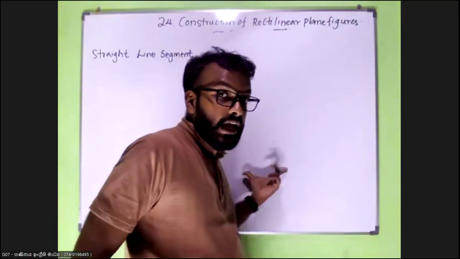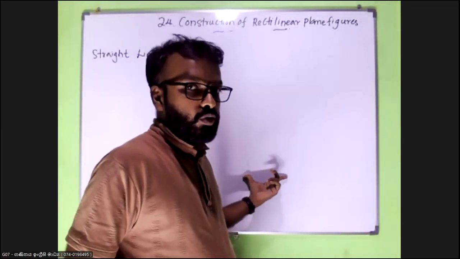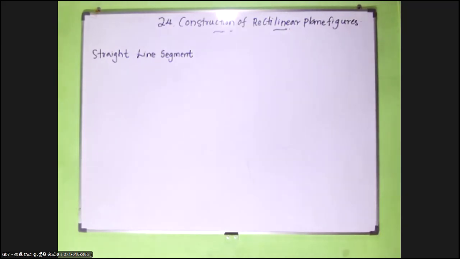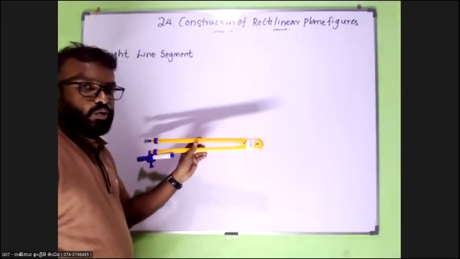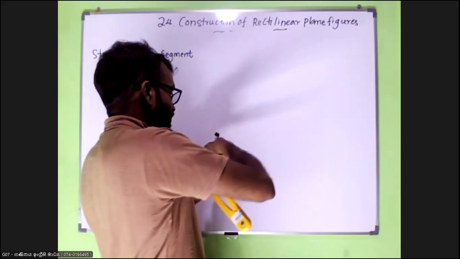Here I do not have any ruler, so I will take this as my ruler. I have a compass, and I will take it as my ruler. You have a small ruler with you, but I do not have it, so I will take this pair of compasses as my ruler.